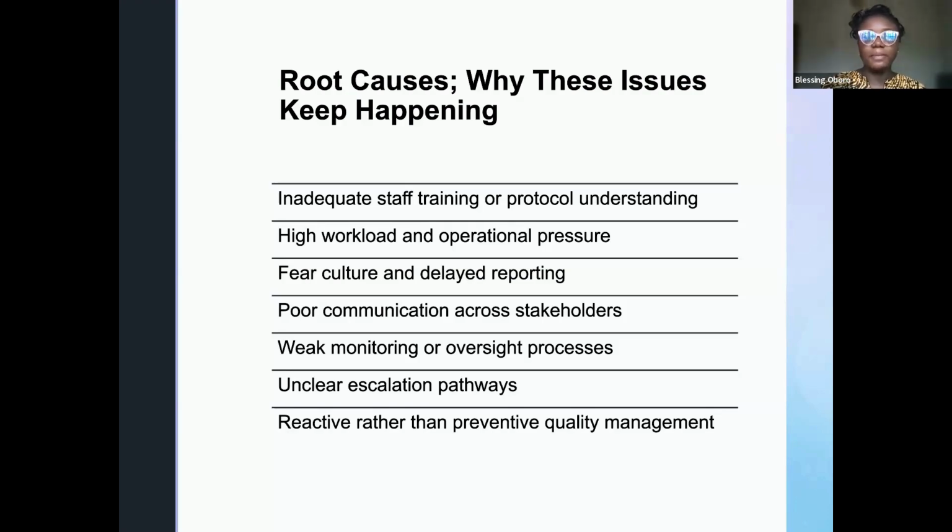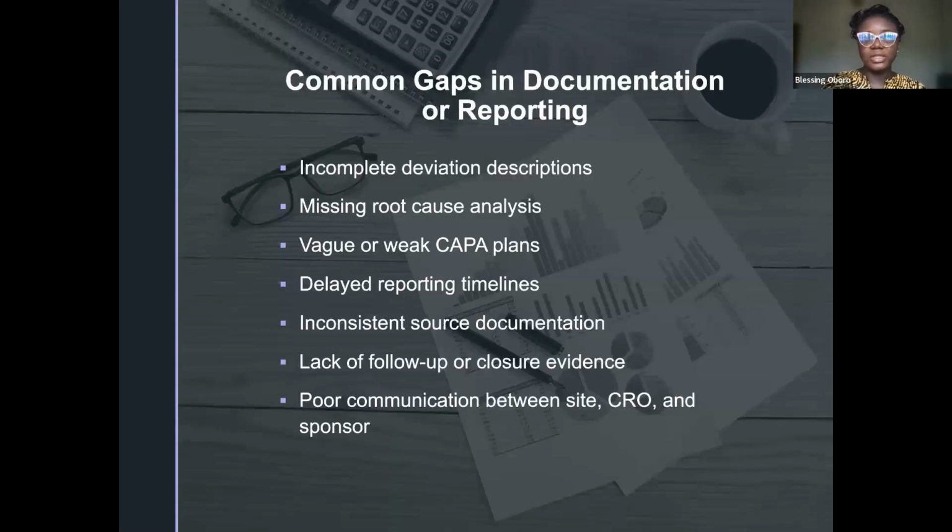Then that's a problem. Poor communication across stakeholders, weak monitoring or oversight processes, unclear escalation pathways, reactive rather than preventive quality management. Why give room for reaction when you can prevent it in the very first place? So yes, these are the root causes, and these are why you see many PDs keep happening.